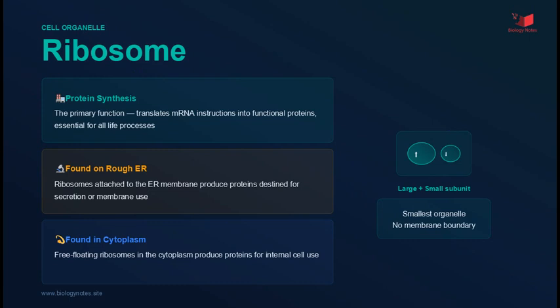Ribosomes are the smallest organelles in the cell. Their main function is protein synthesis. Ribosomes read the instructions from RNA and make proteins. Some ribosomes are attached to the rough endoplasmic reticulum. Others float freely in the cytoplasm.